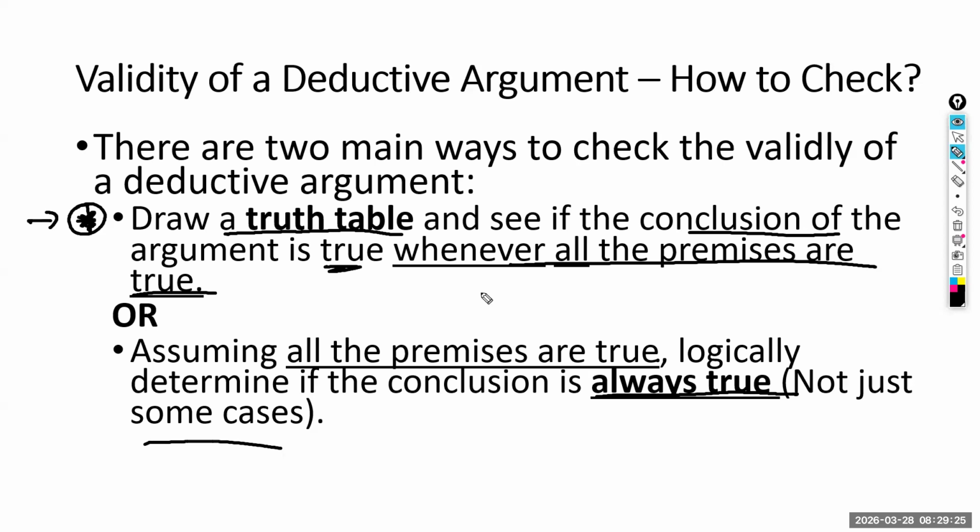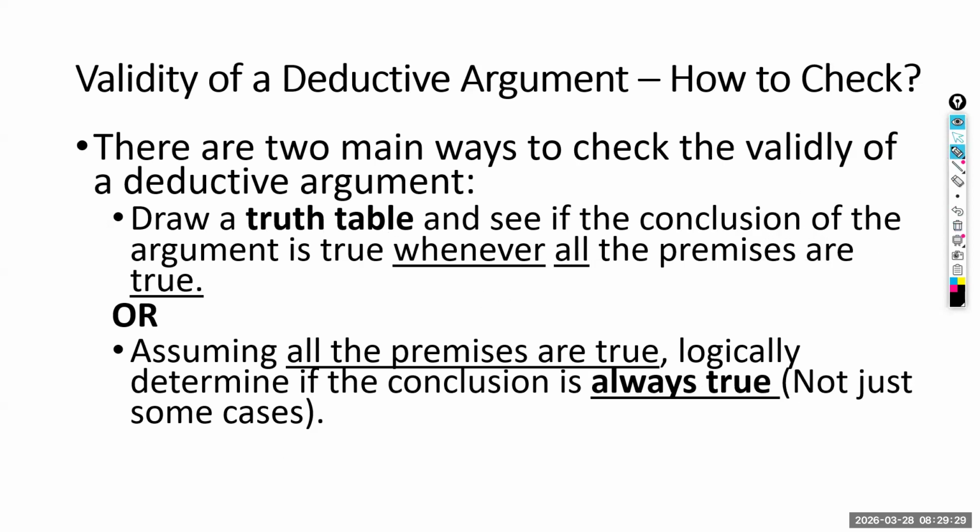Right. Let's use the first approach, which is more mechanical approach. Right. Draw a truth table and see if the conclusion of the argument is true whenever all the premises are true. මේ whenever කියන වචනයයි all කියන වචනයයි දෙකම වැදගත්. හරි. මේ වචන දෙකෙන් කියන්නේ කතන්දර දෙකක්. ඒ කතන්දර දෙකම වෙන්න ඕන.